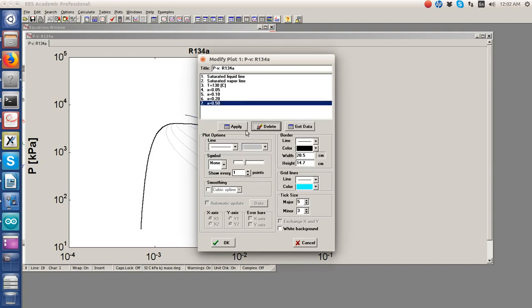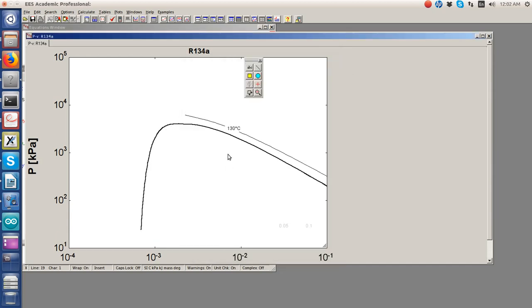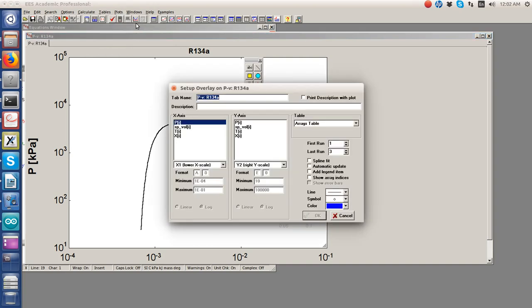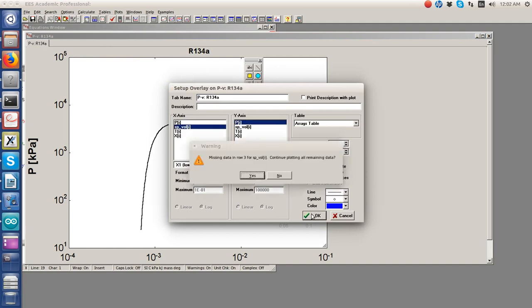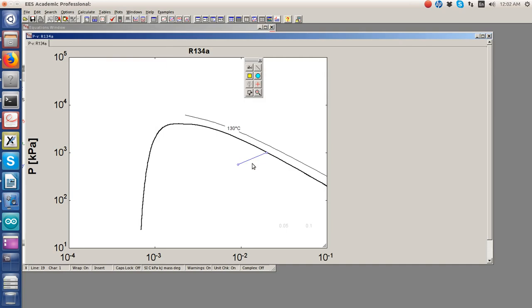I will delete the extraneous lines. Okay, so this is the dome of PV, the dome of saturated vapor and liquid mixture. Let us overlay our various points. So on the x-axis we have specific volume, on the y-axis we have pressure.